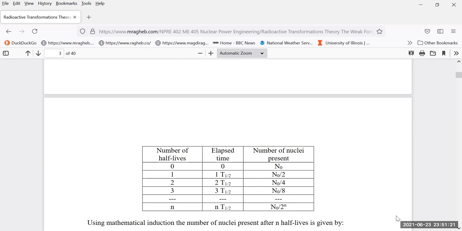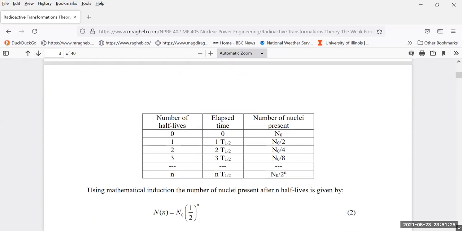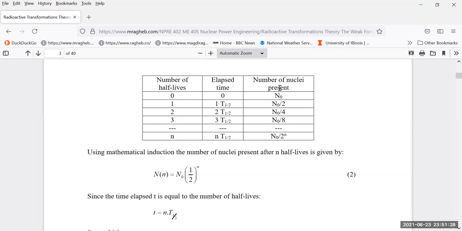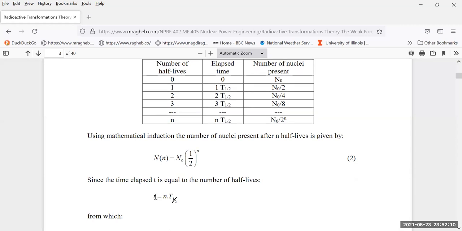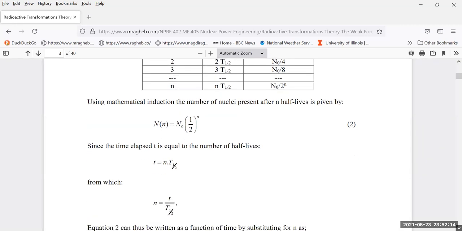So from that very simple heuristic kind of thinking, we can deduce that the number of nuclei present after N half-lives is N sub zero, the initial number, multiplied by 1/2 to the power of N. Basically this is an equation in the variable N, the number of half-lives. That's not very convenient. Let's see if we can turn that equation into time. Now, the length of the half-life multiplied by the number of half-lives is obviously the time, so let's change variables here, where we replace N by T divided by the half-life.